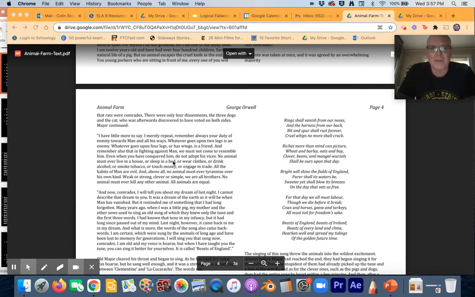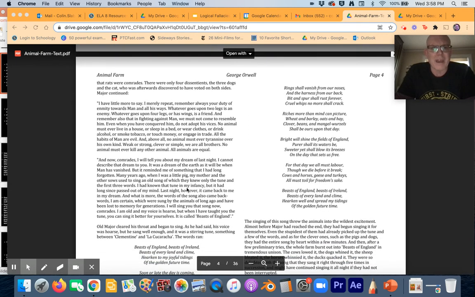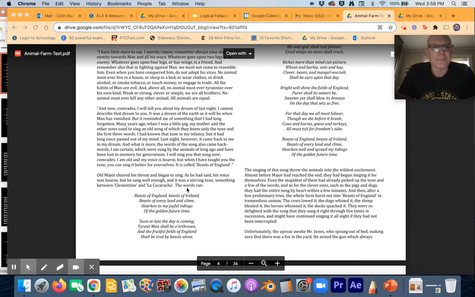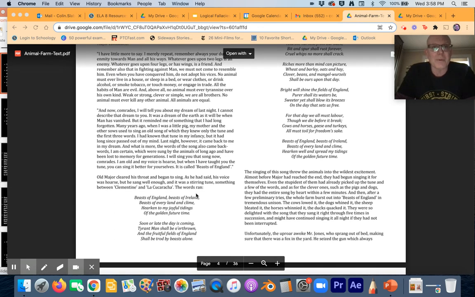No animal must ever live in a house, or sleep in a bed, or wear clothes, or drink alcohol, or smoke tobacco, or touch money, or engage in trade. All the habits of man are evil. And above all, no animal must ever tyrannize over his own kind. Tyrannize, to rule. Weak or strong, clever or simple, we are all brothers. No animal must ever kill any other animal. All animals are equal. And now, comrades, I will tell you about my dream of last night.